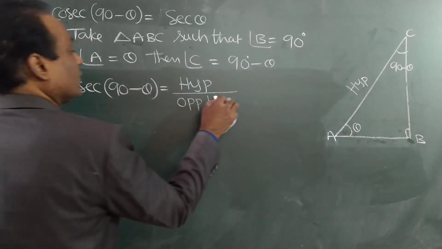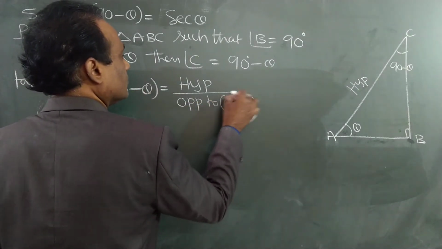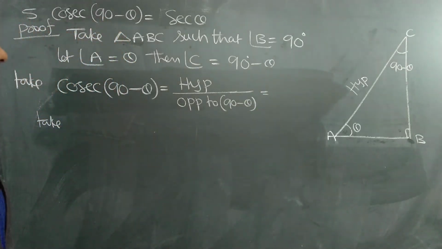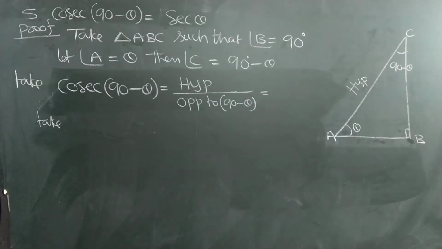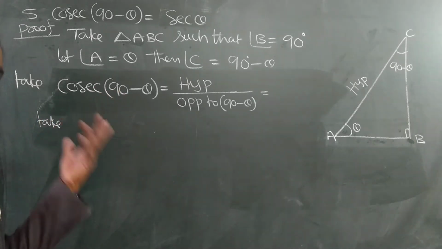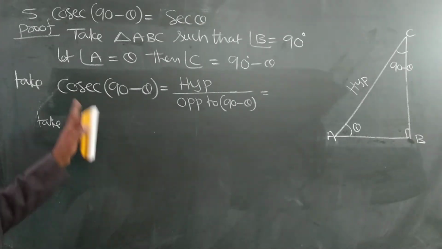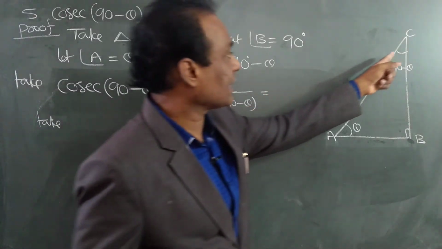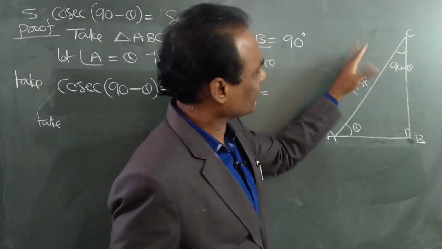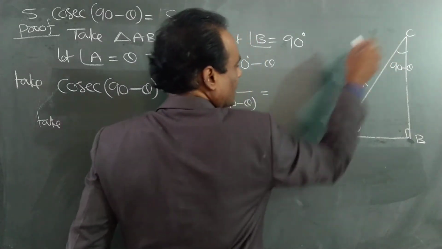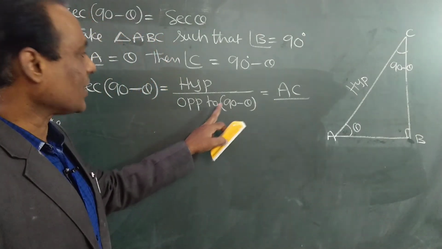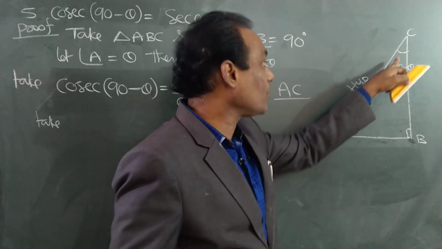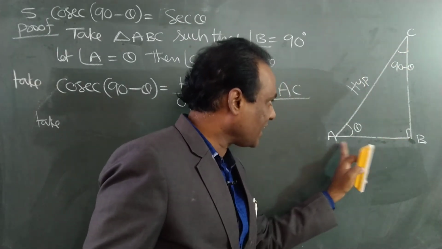Opposite to what? This angle. Cosecant definition is hypotenuse by opposite. See the definitions. I gave 6 trigonometric ratio definitions, and I think you would have remembered because we completed 2 exercises. So many problems we did using that definition. So for 90 minus theta, for this angle, what is the hypotenuse? No confusion, this is always the hypotenuse. What is the hypotenuse? AC. Opposite for which angle? 90 minus theta, the exactly opposite side is AB.